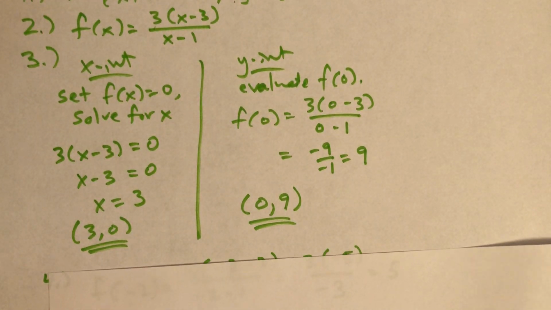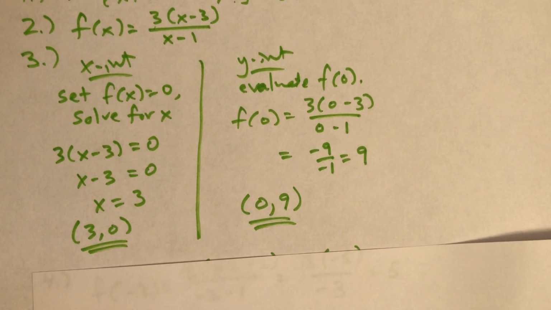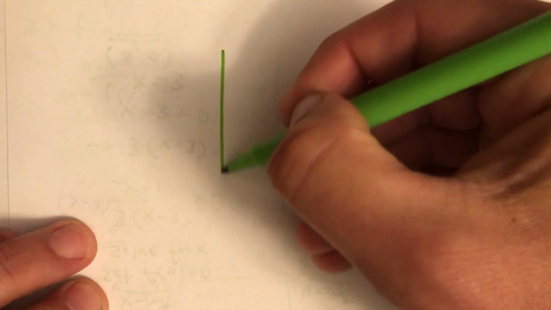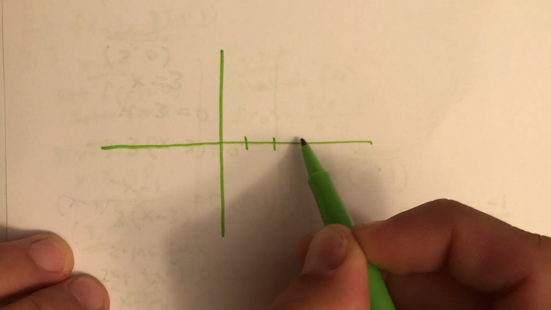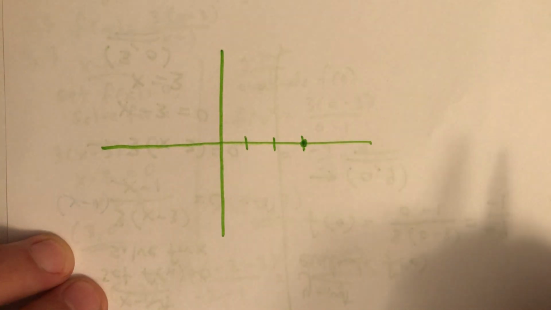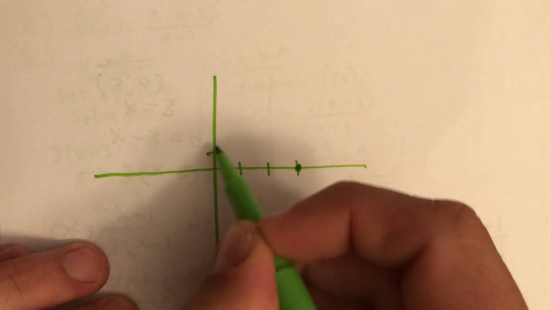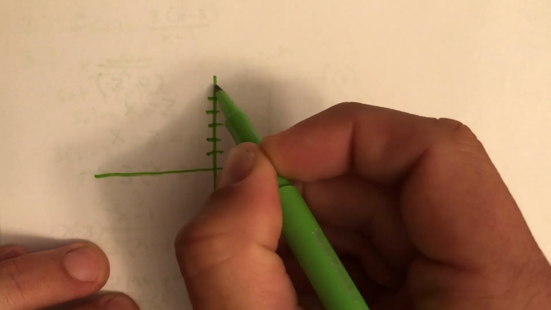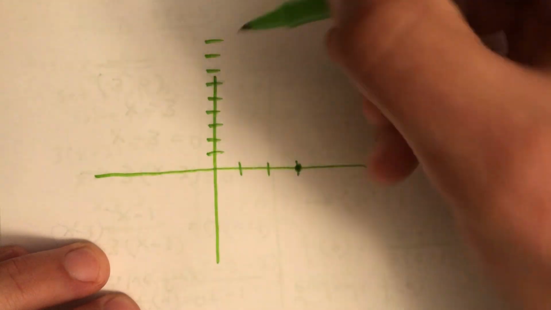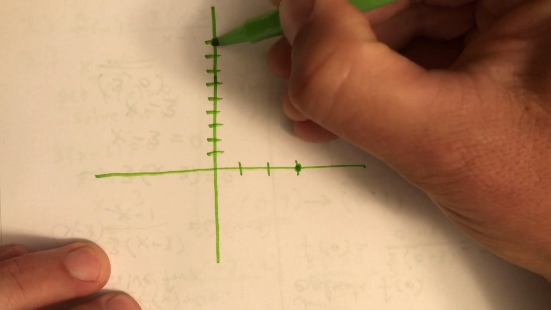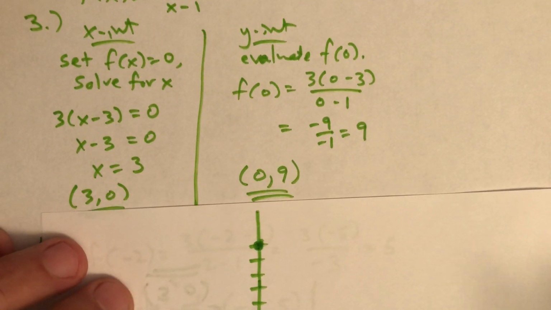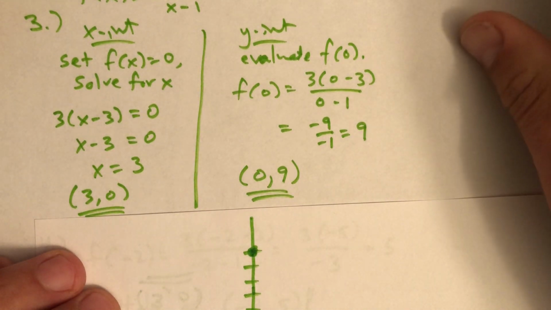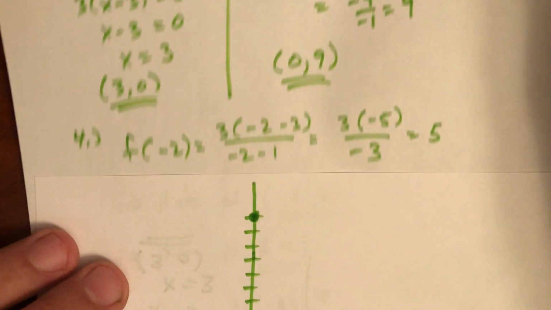X-intercepts and y-intercepts, let's put these on there. So we've got (3, 0) and (0, 9). Let me draw a picture here. We've got (3, 0) and (0, 9). I probably made those a little big. 1, 2, 3, 4, 5, 6, 8, 9. Okay, (0, 9) is there. So here are our intercepts. And we know that these are the only intercepts, right? Because we found these in step 3.